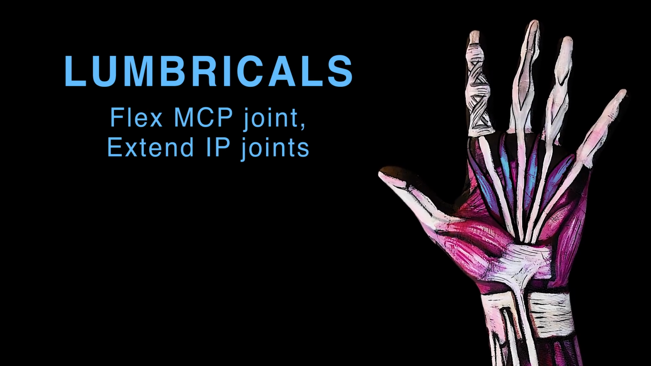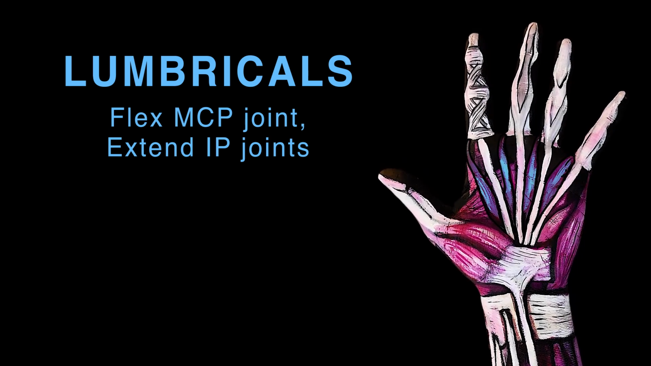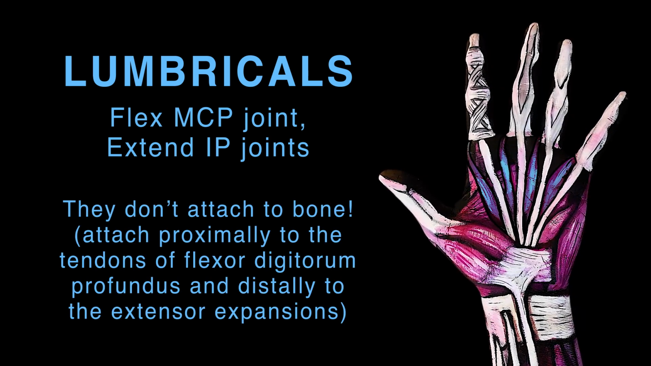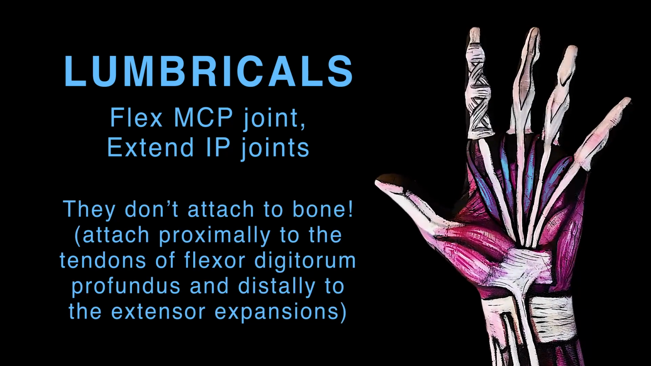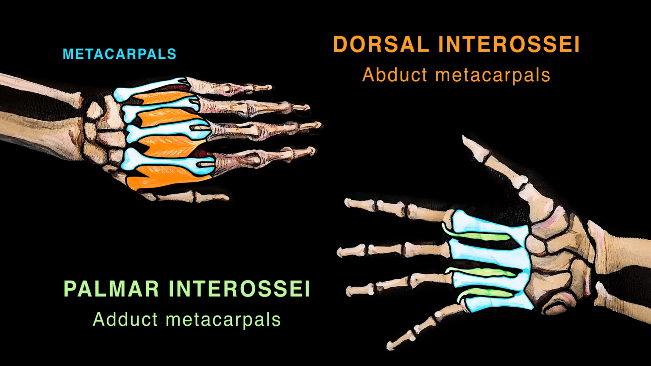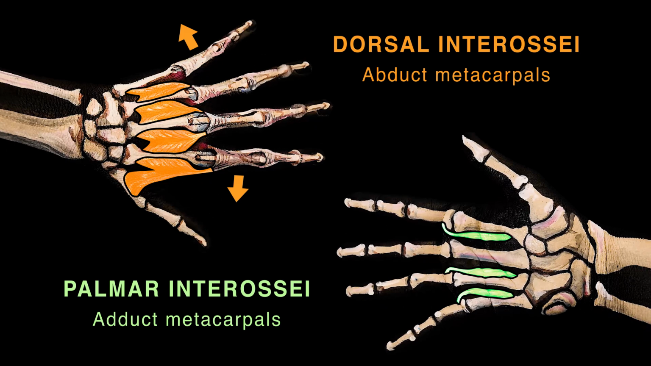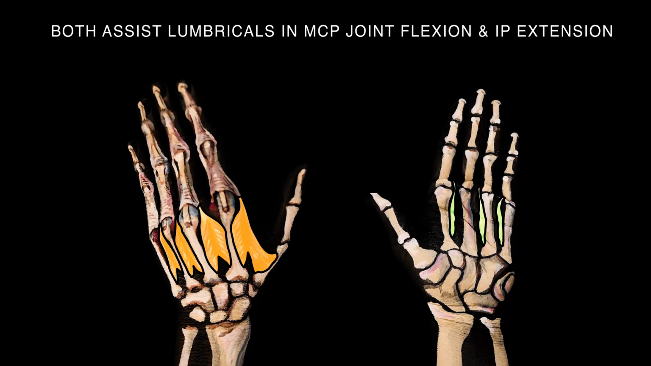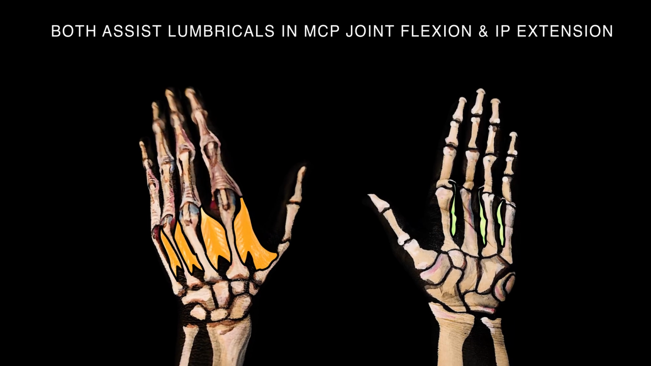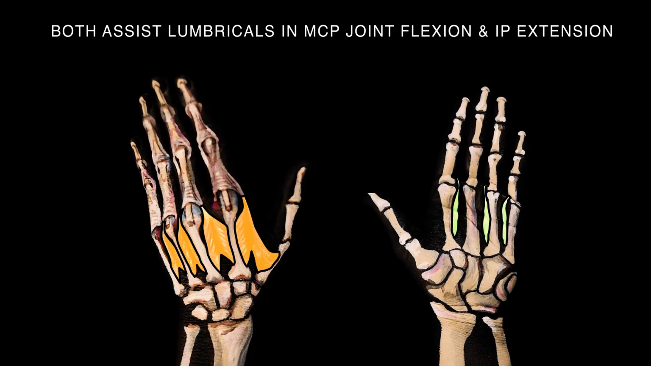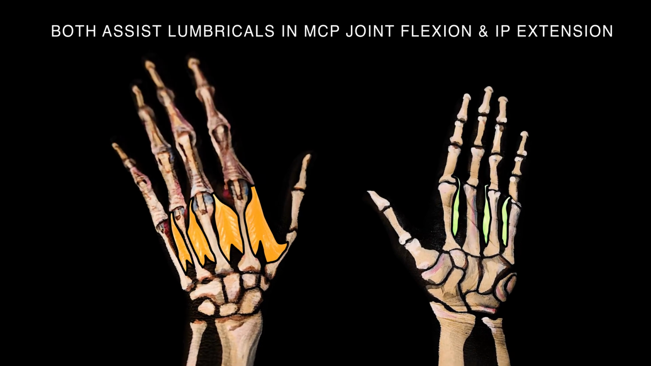4 lumbricals link 2 fingers, and an oddity is known. Take note that these muscles do not attach to bone. Interossei are between metacarpals, and for their function, dorsal ones cause abduction, palmar ones cause adduction, and they both assist MCP joint flexion as well as IP joint extension.